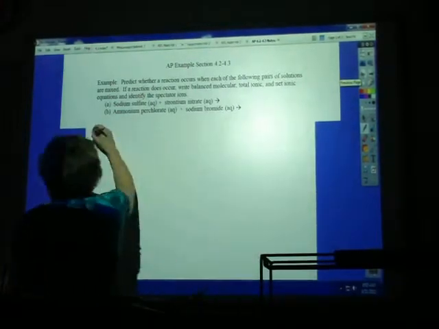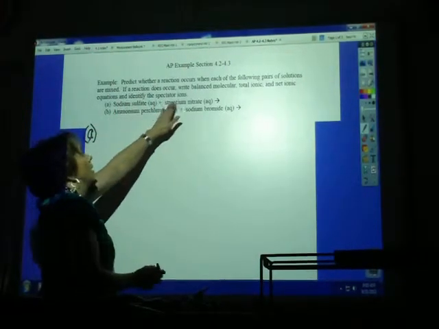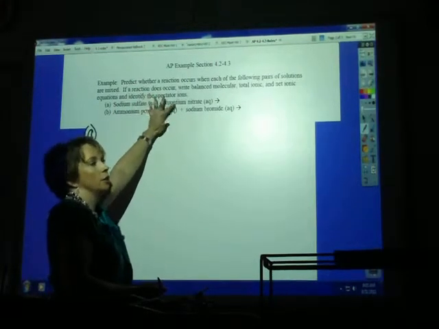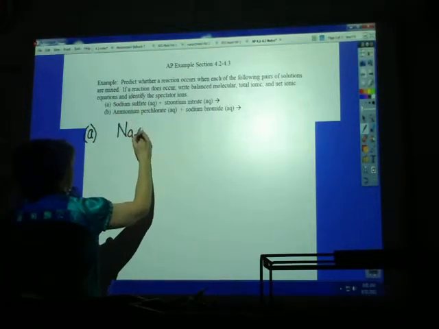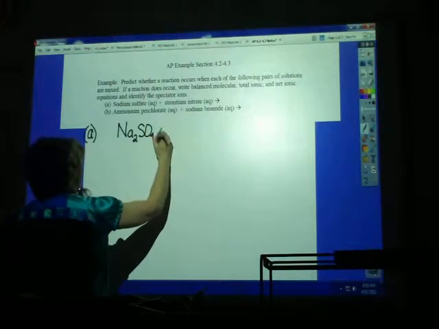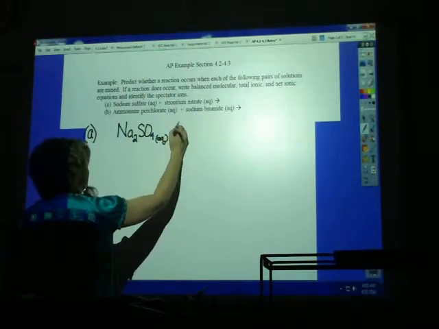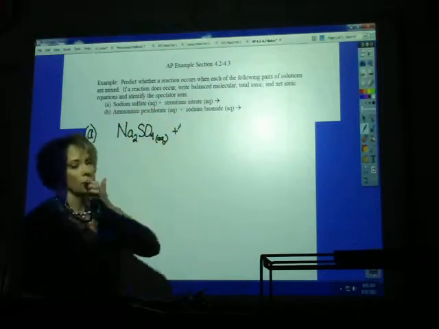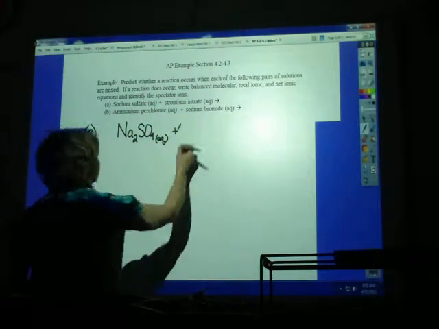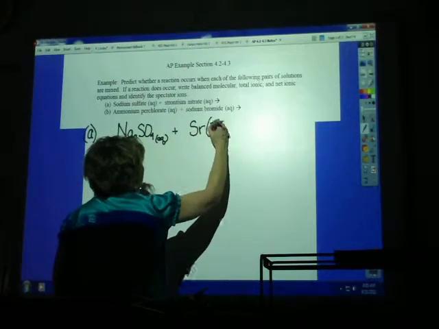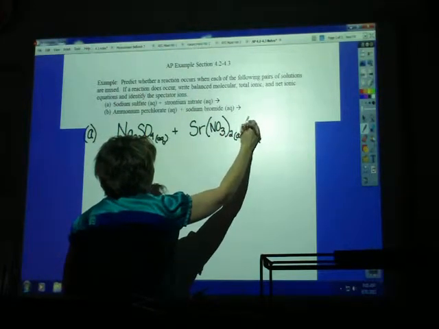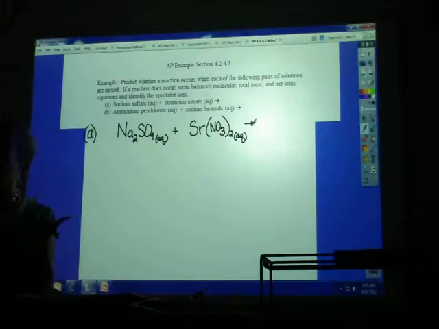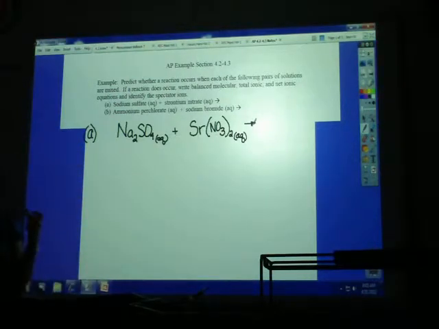So in A, the first thing you're going to need to do is translate the two reactants that you've been given into chemical formulas. So sodium sulfate and Na2SO4, and that is aqueous. And strontium nitrate. I got to check the charge on strontium, positive 2. Okay. And also aqueous. So this is like if we're in the lab and I give you 2 dropper bottles, and one of them has sodium sulfate solution in it, and the other has strontium nitrate solution in it, and you mix the 2 things together.